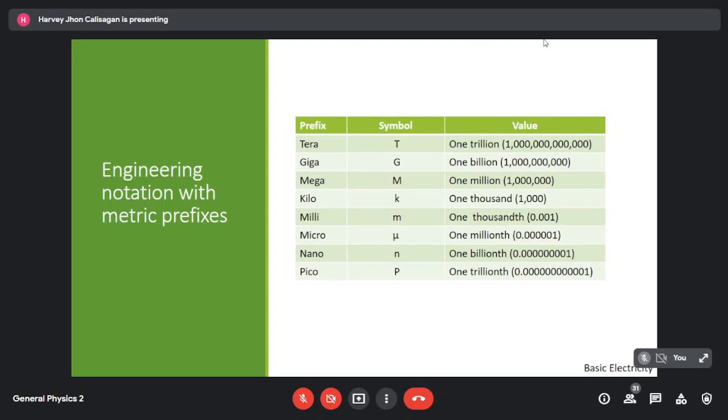The opposite of mega is micro, so we have 1 million, 6 zeros in the opposite direction. Nano is the opposite of giga, with 9 zeros in the opposite direction. And for pico, we have a trillion, the opposite of tera. Just familiarize this.